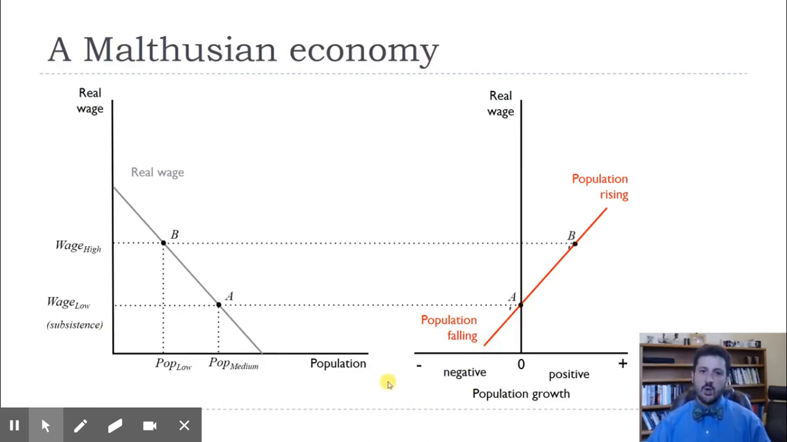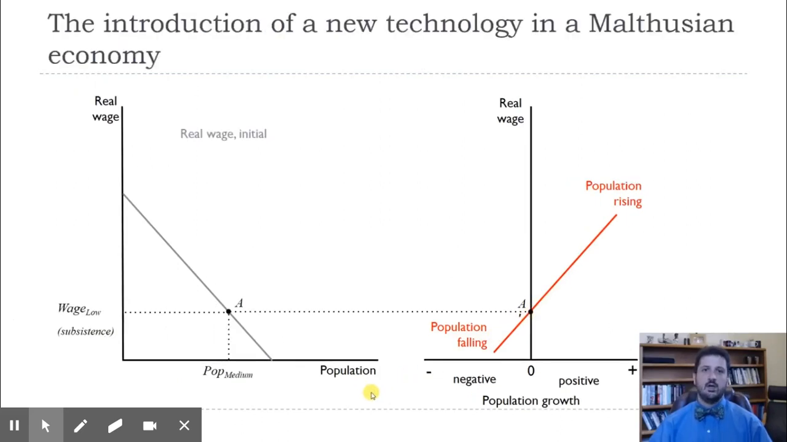And so what we're going to see when we look at some of this data is that A is sort of an equilibrium, whereas B is an outlier. So if we're at A and we get pushed up to B because of the new technology, then population rises and the real wage is going to fall back to subsistence level. So how can we think about this?